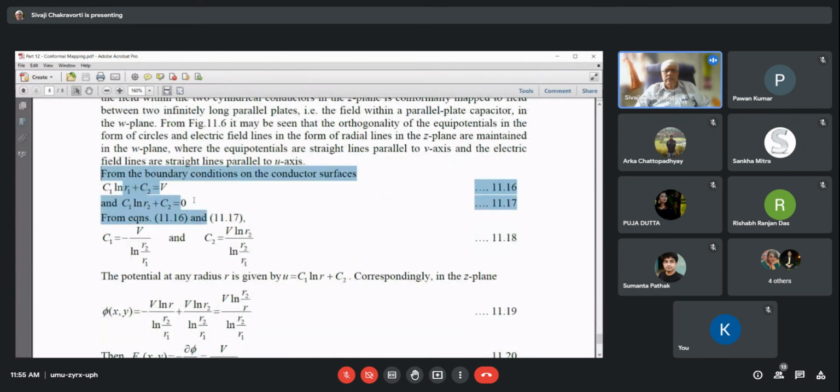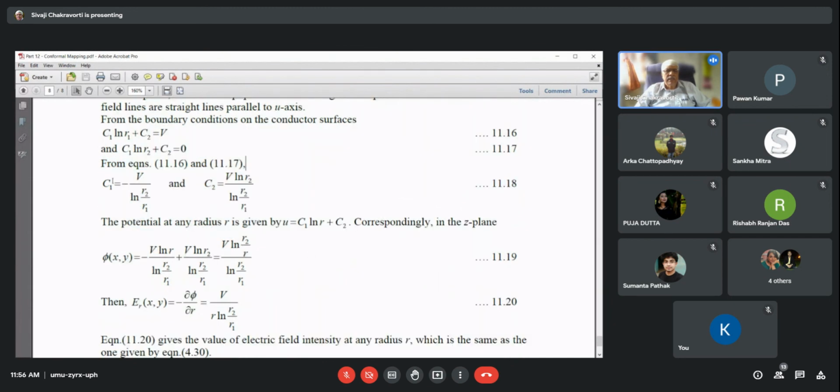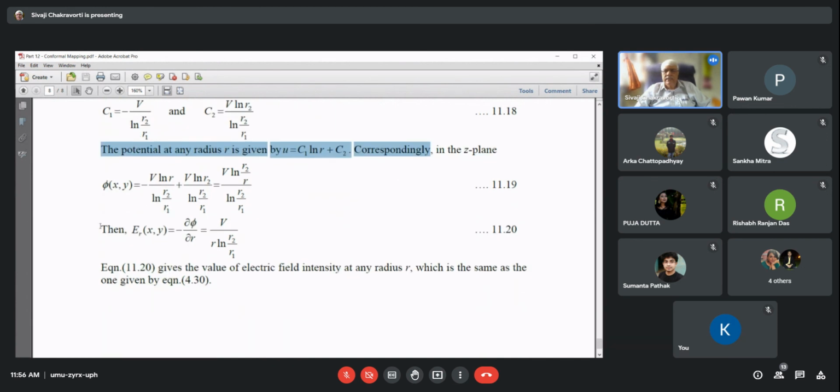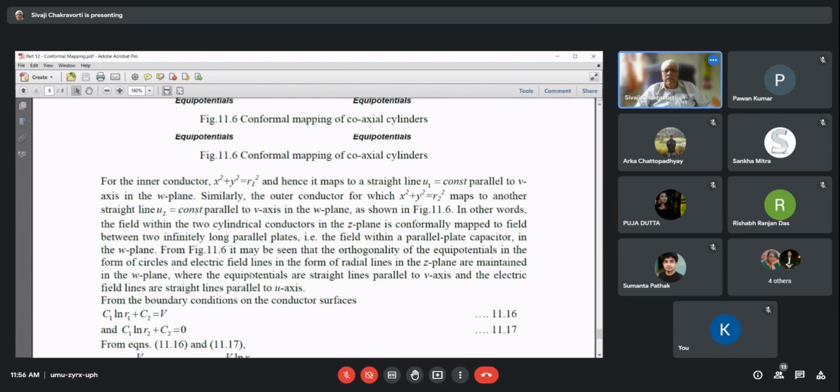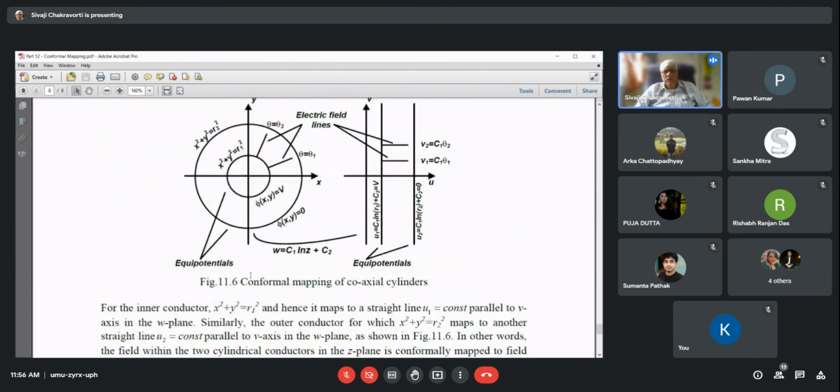So now I have two equations, 11.16 and 11.17. I straight away solve C1 and C2, the two coefficients, and then I put back into the equation. This is the equation for U, which is electric potential. I immediately get the solution. So I get the solution of phi, which is 11.19. If you want any component, then of course you can take the derivative, you get the field intensity component. So this is what we do in conformal transformation.